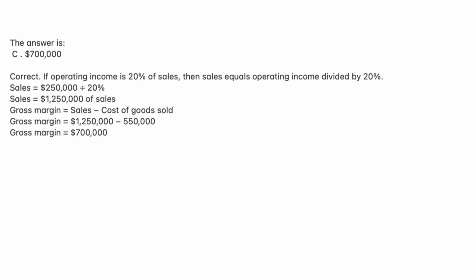$700,000. Correct. If operating income is 20% of sales, then sales equals operating income divided by 20%. Sales equals $250,000 divided by 20%. Sales equals $1,250,000. Gross margin equals sales minus cost of goods sold. Gross margin equals $1,250,000 minus $550,000. Gross margin equals $700,000.